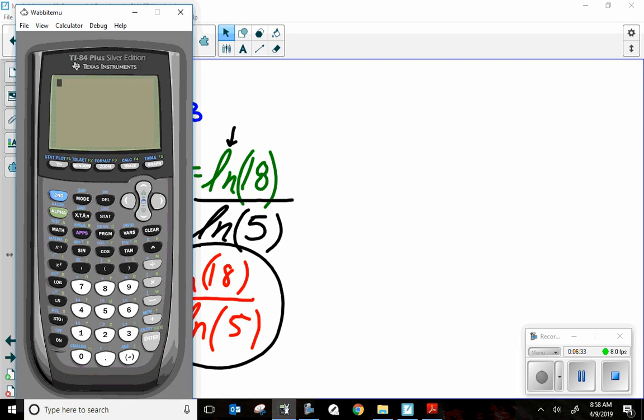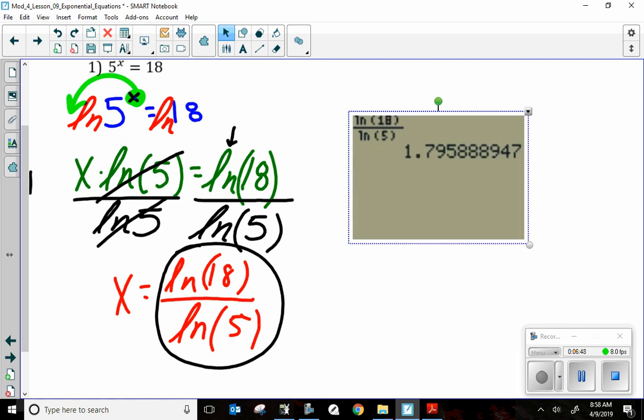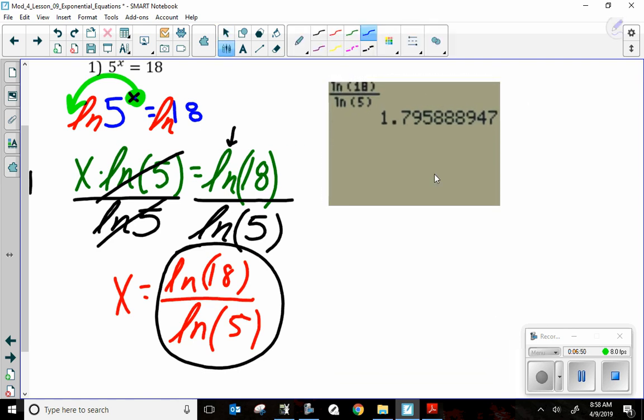All right, so let's clear this out. And I will put alpha y equals enter. I always like to use this when I'm dealing with fractions. The natural log of 18 divided by the natural log of 5. And if I hit enter, I get approximately 1.79. We'll round to 3 decimal places. Okay, that is approximately 1.796.